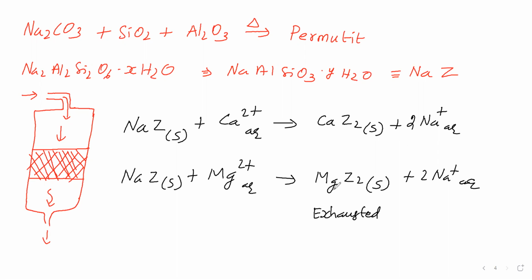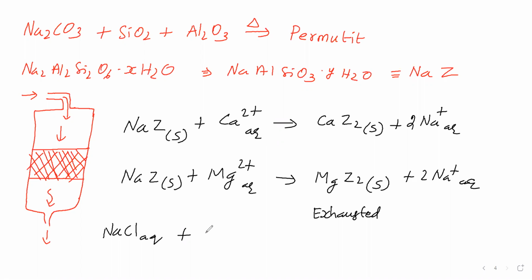So what do we have to do? Let us convert this back into NaZ. How to convert back? Now stop passing hard water. Pass sodium chloride aqueous solution. Add sodium chloride aqueous solution. What will happen? If you add sodium chloride aqueous solution, the calcium ions and magnesium ions get converted, as we'll see. Now we are not adding hard water; we are adding sodium chloride aqueous solution.